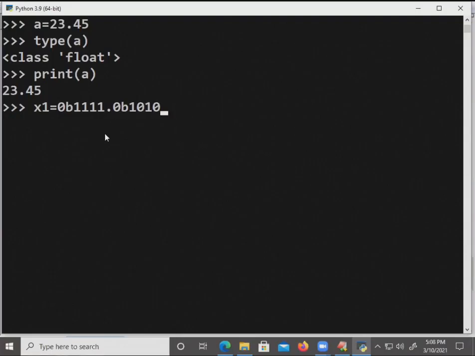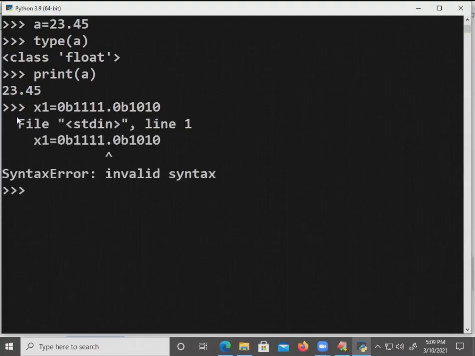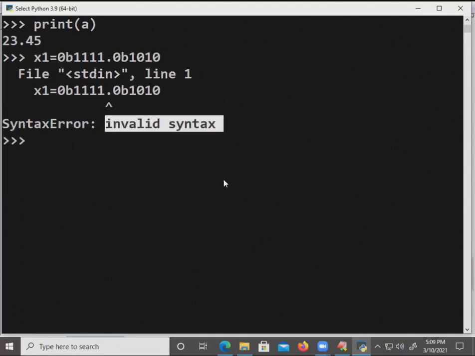Then 0b1010. What is the meaning of it actually? Generally a student will think 15.10. But it is not possible to represent with the floating point data type. Float data type never allows the binary number system, octal number system, or hexadecimal number system directly. Are you getting it? See that? An error will come. What is the error? Invalid syntax.